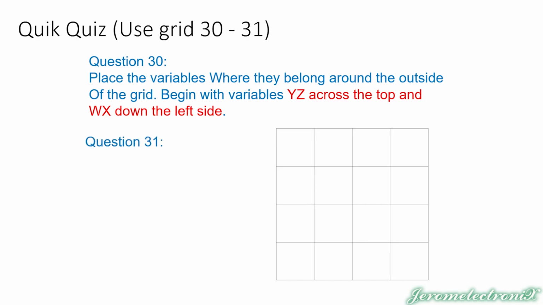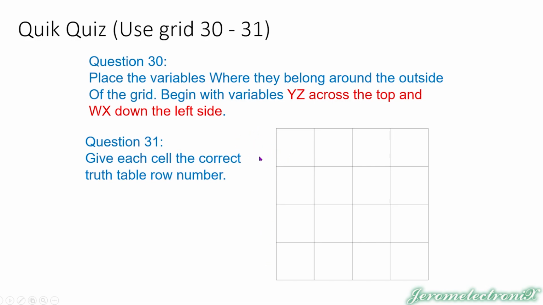Question 31. This time, I want you to give each cell its correct truth table row number. And of course, you can pause if you need more time. But with YZ across the top, the first variable W is on the side, which means the numbering will go horizontally away from the W. Also, don't forget the YZs need the double knot, left knot, no knot, right knot pattern, and the WXs need the double knot, left knot, no knot, right knot pattern.